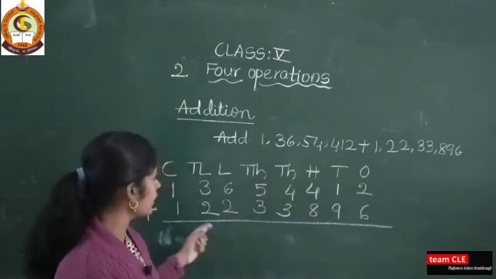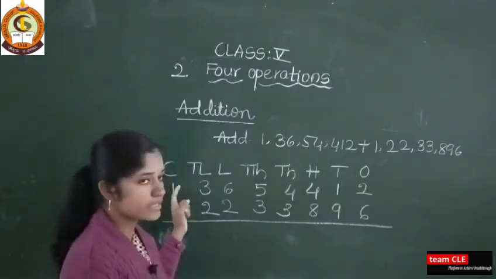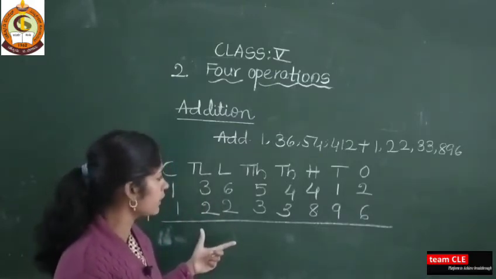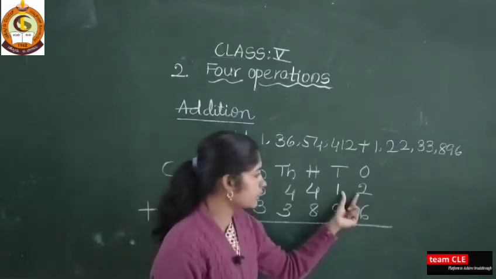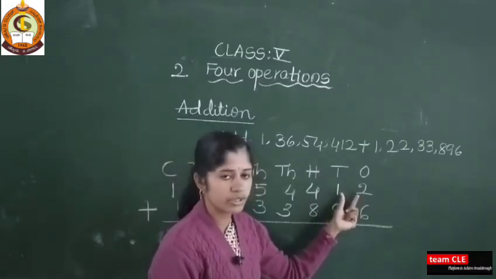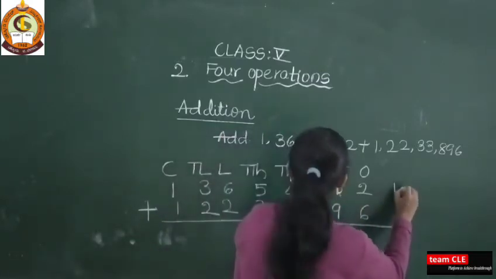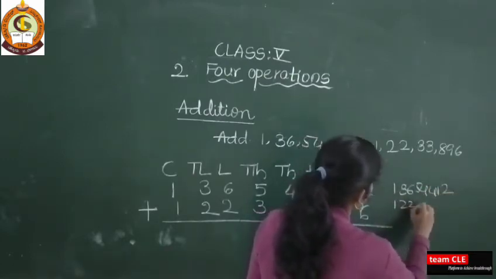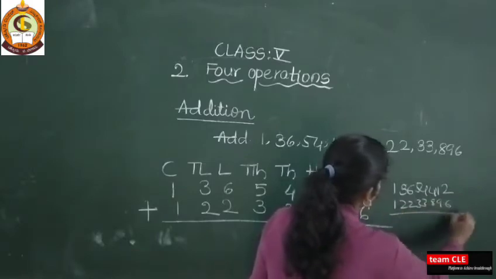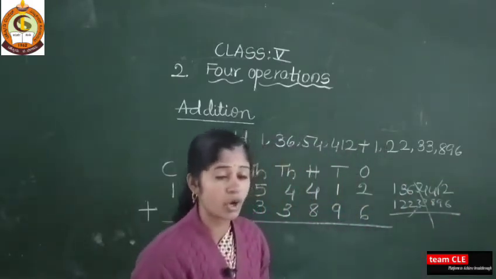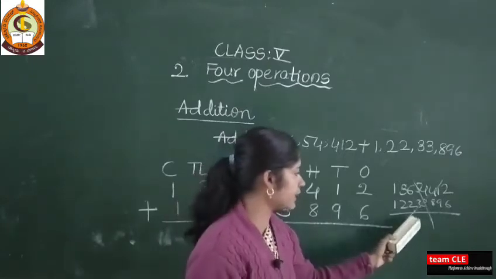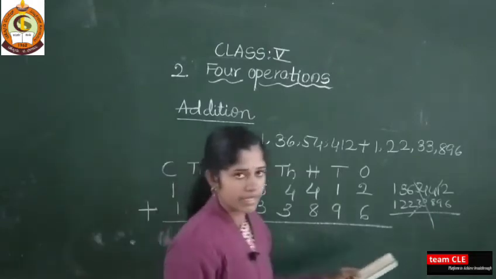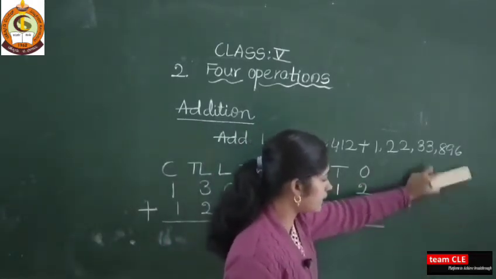And one thing I will clear you: writing the place value chart is important because you will not get confusion. And one more thing I will clear you: while writing the digits, you leave a little bit of place in between the numbers. Don't write 1 crore 36 lakh 54,412, 1 crore 22 lakh 33,896. If you write this type, you may get a wrong answer. So instead of writing like this, it's better to write like this. See here, in between the numbers I left a little bit of place. Okay, so it's easy to add the numbers.